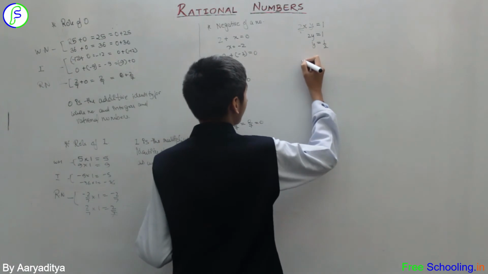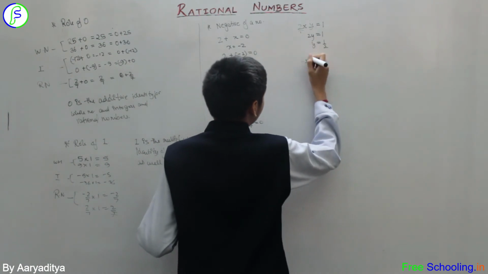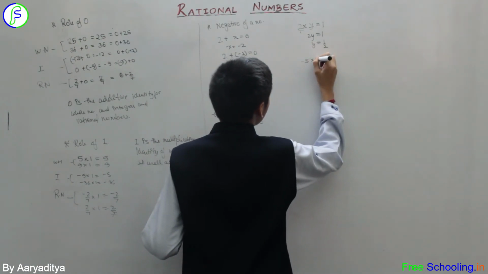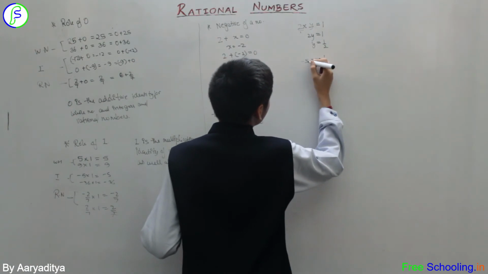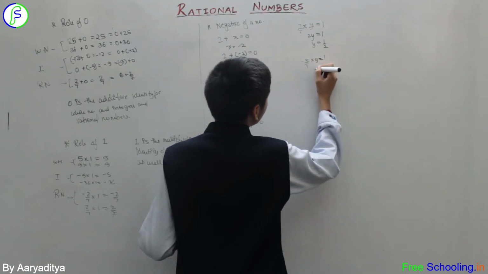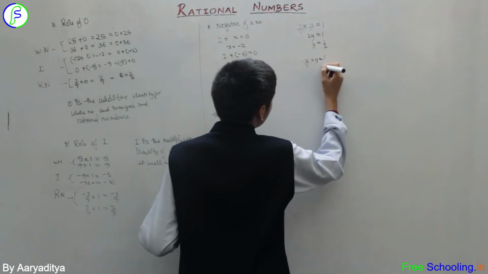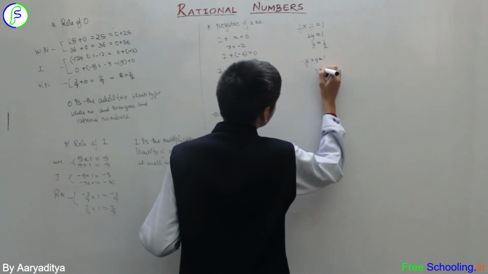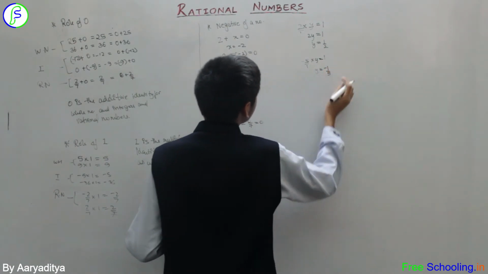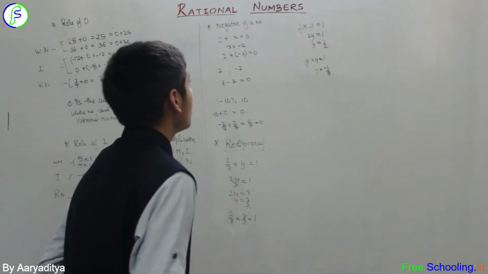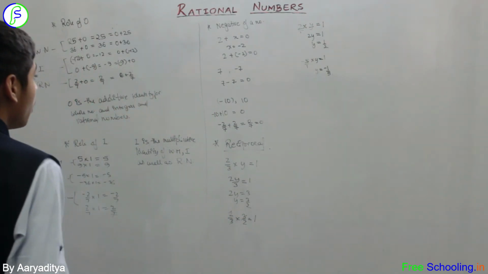And let's do it for integers. Minus 5 into y equal to 1. Then the reciprocal of minus 5 by 1, by inversion, we get 1 by minus 5. So y is equal to minus 1 by 5. That is the reciprocal of the number. So we are done with all three of them.